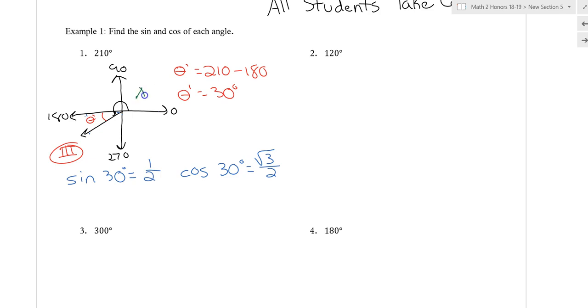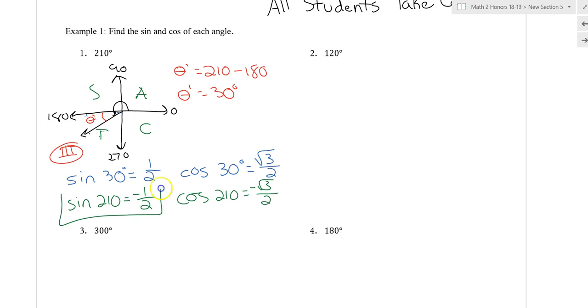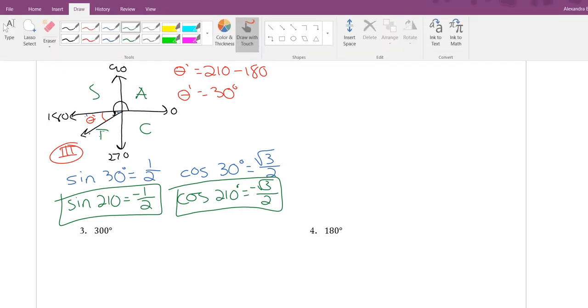Okay. And then our last thing is to think about the ASTC part, which sign it's going to have. So sine of 210. Well, in the third quadrant, my sign is negative because only tangent is positive. Again, cosine is negative. So sine of 210 equals negative 1/2. Cosine of 210 equals negative square root 3 over 2. And that's it.